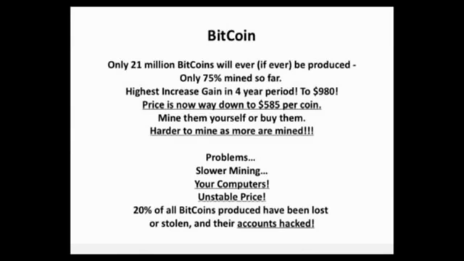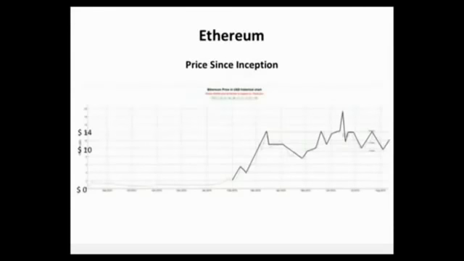So it has a very unstable price due to profit taking, and 20% of all Bitcoins produced have either been lost, stolen, or had their accounts hacked. Yeah, they took a 36% shaving off of all accounts last week. Yeah, 36% down. Next slide shows Ethereum.